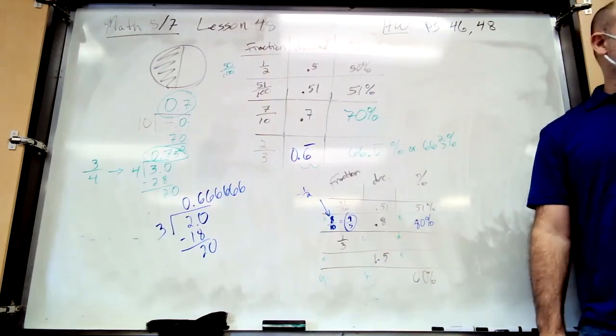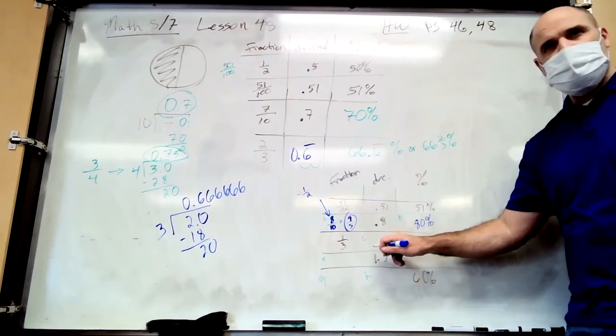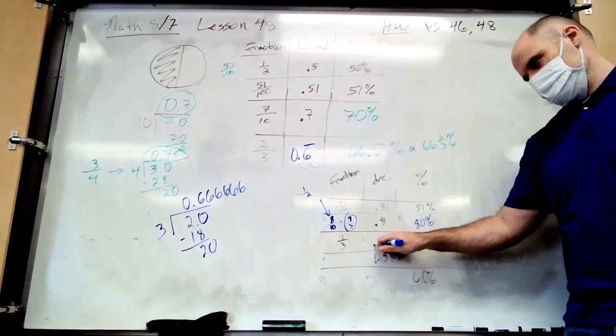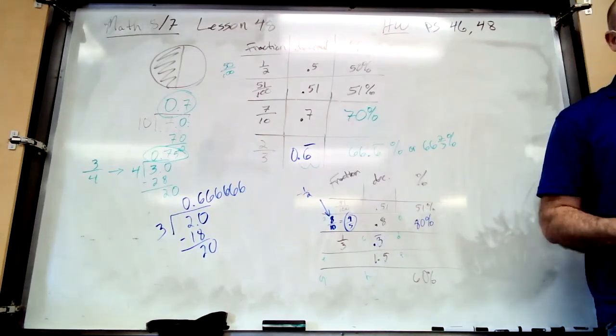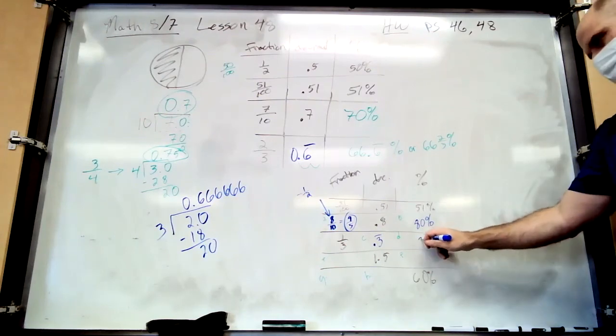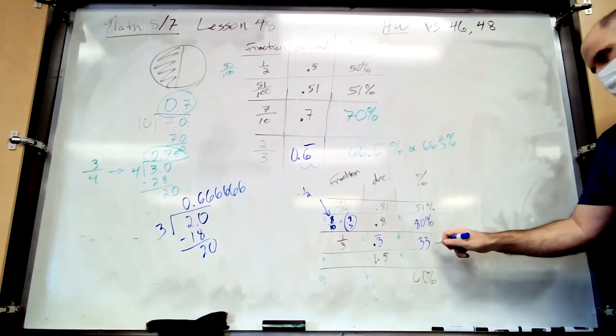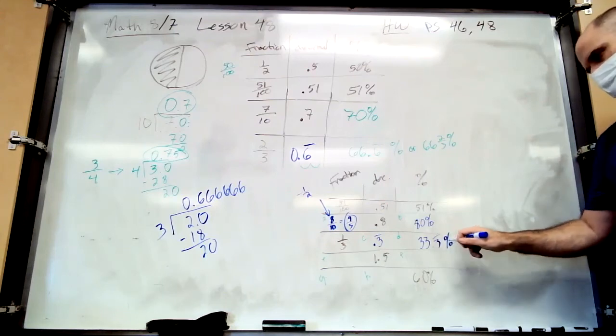Can you do that in your head? What's 1/3 as a decimal? Do you know that? Do you have that one memorized? 0.33333. How do you write that? There you go. Okay. Now what's that as a percent? 33. 0.3 repeating, or 33 1/3%. Okay, good job.